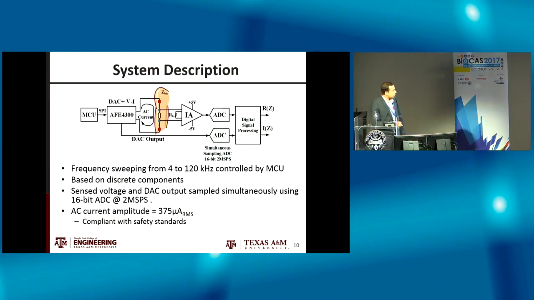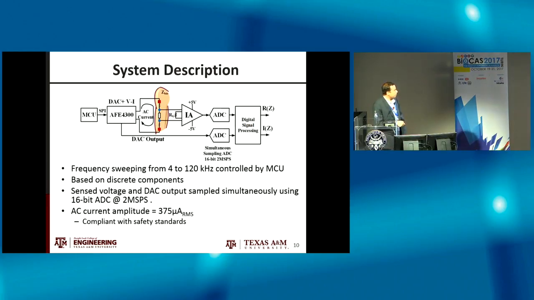Our system measures the spectroscopy by sweeping the frequency from 4 to 120 kilohertz. This is done by a programmable current source formed from a DAC plus a V-to-I converter. We control this DAC with a microcontroller through SPI to sweep the frequency across the whole range. Then we apply this current across two electrodes placed on the upper arm. The amplitude of the current is 355 microamps RMS, which is compliant with the safety standards.